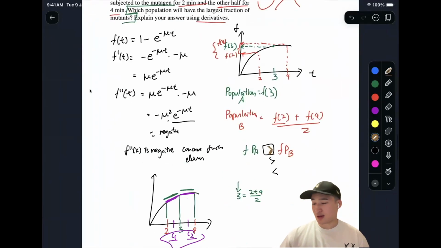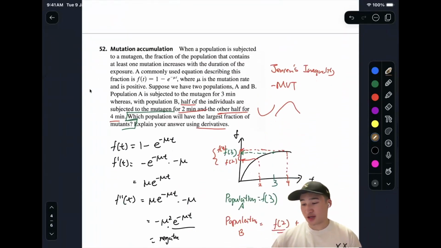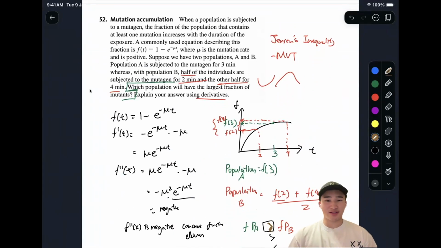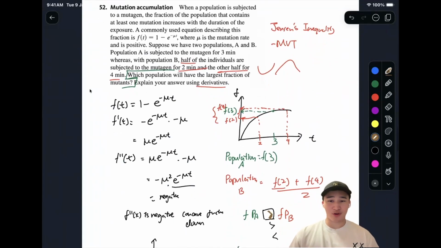I hope this makes sense to you guys. It is a super interesting question. When I first did it, I actually tried to find the difference and calculate this and that, but this is not what we're looking for.